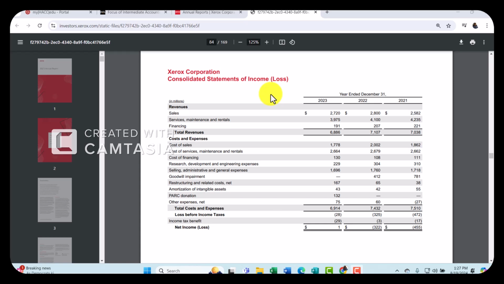You've already taken some accounting classes. You've already taken an introductory financial accounting, a second half of that as well, and you have learned about journal entries, debits and credits, and financial statements. And here we are in intermediate accounting.